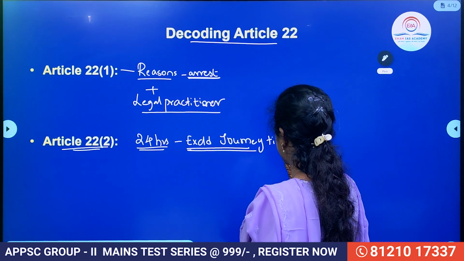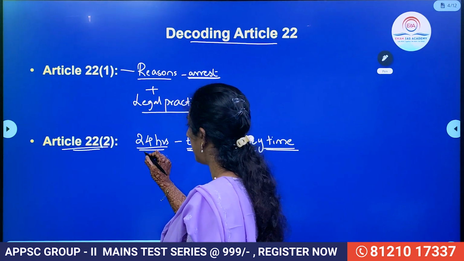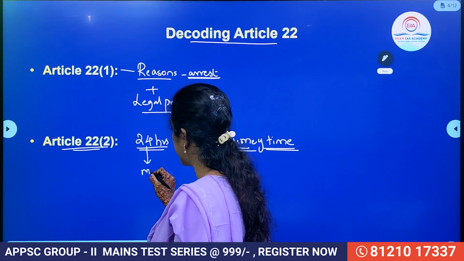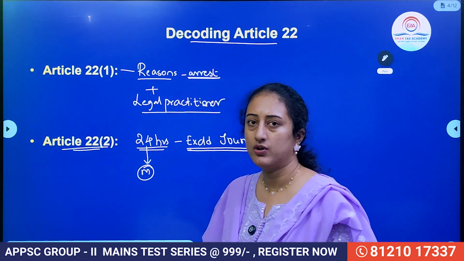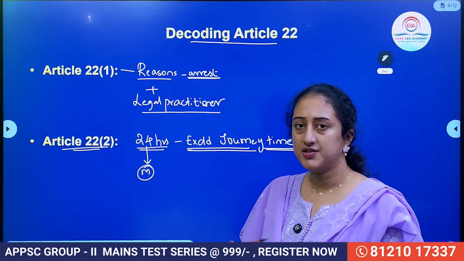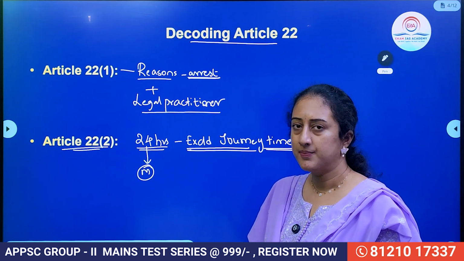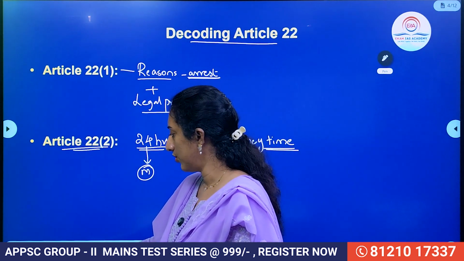Journey time from the place of arrest to the magistrate's place, right? Then we also have to understand that after 24 hours, if the magistrate doesn't order further detention or further custody, then the person is set free, right? That means if the magistrate doesn't order further arrest or detention, then the person can walk free. That is what Article 22 Clause 2 also talks about.